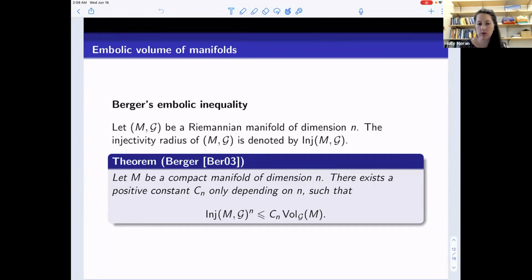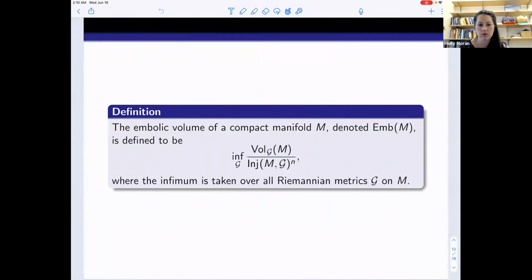The relation between the embolic inequality and the systolic inequality is that if the manifold is also essential, then we should have the embolic inequality from the systolic inequality. Now I give a similar definition: embolic volume is defined to be the infimum of the ratio, volume over the injectivity radius to the nth power.